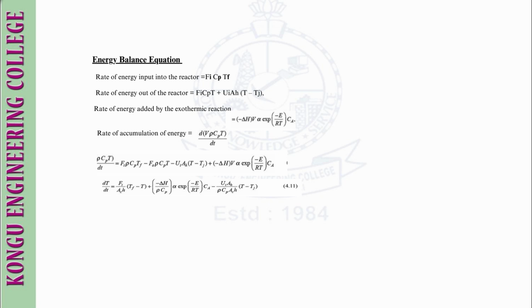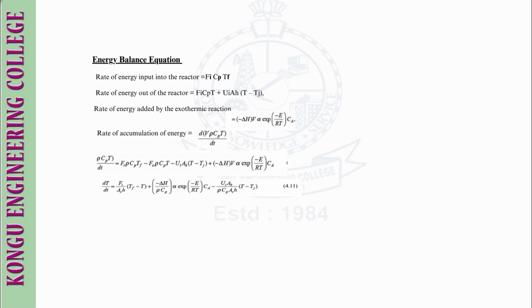So, d(rho Cp T V)/dt is equal to Fi rho Cp Tf minus F naught rho Cp T plus (minus delta H) RA V plus UA into (Tj minus T). Now apply the product rule to the LHS. Rho Cp V dT/dt is equal to Fi rho Cp Tf minus F naught rho Cp T plus (minus delta H) RA V plus UA into (Tj minus T). Cancel rho Cp from all terms since it's constant.